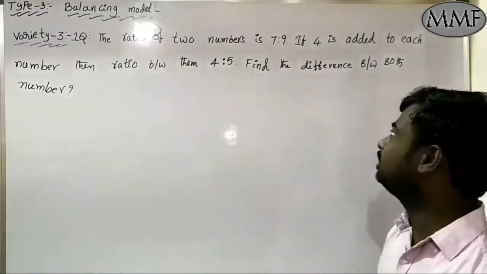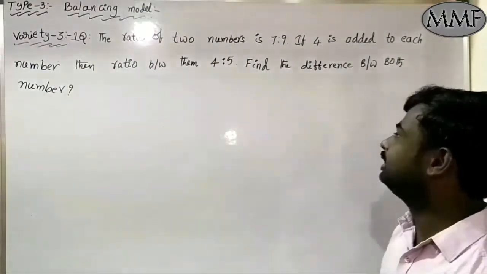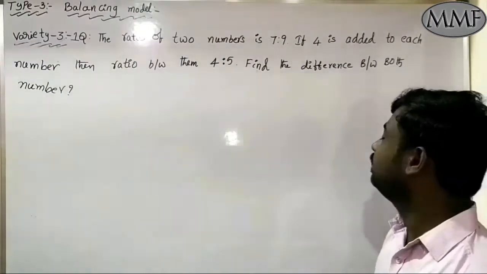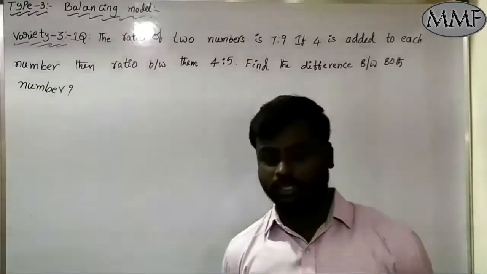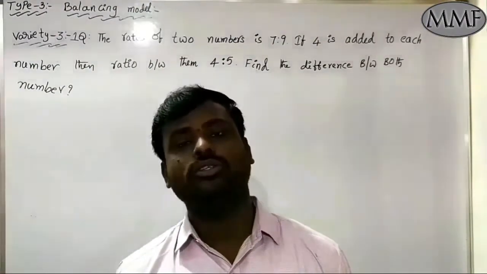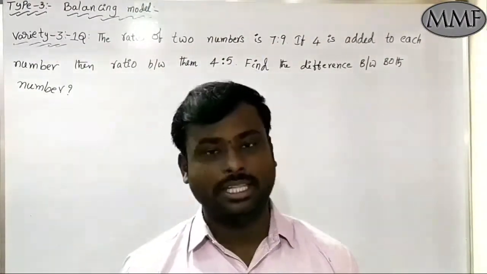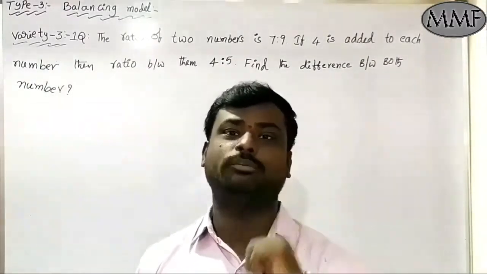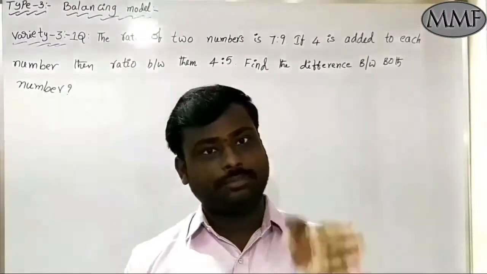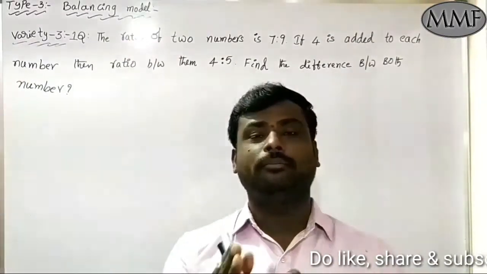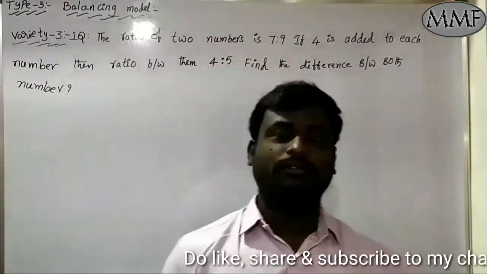The ratio of two numbers is 7:9. If 4 is added to each number, then the ratio will become 4:5. Find the difference between the numbers. In the last question, they were altering only one portion. But in this question, they are altering 2 numbers. Means, the first part of the ratio and the second part of the ratio are both altering, but with an equal number.